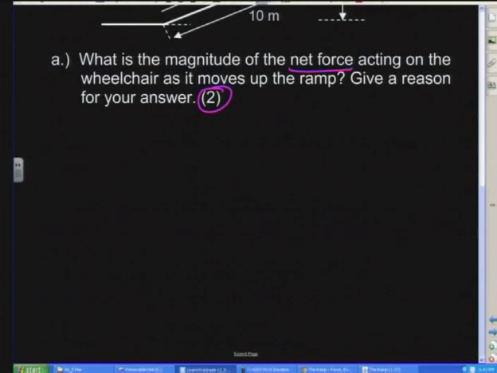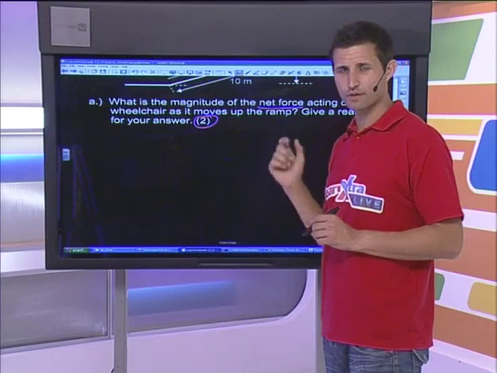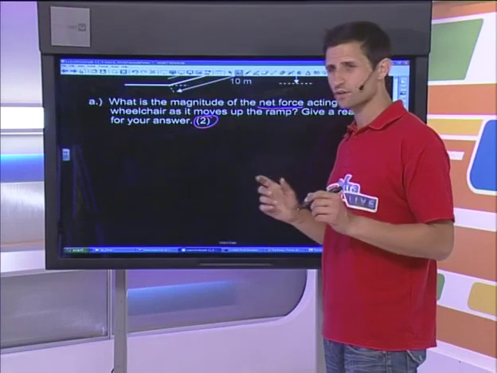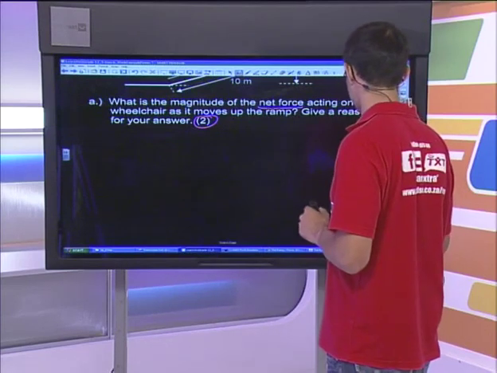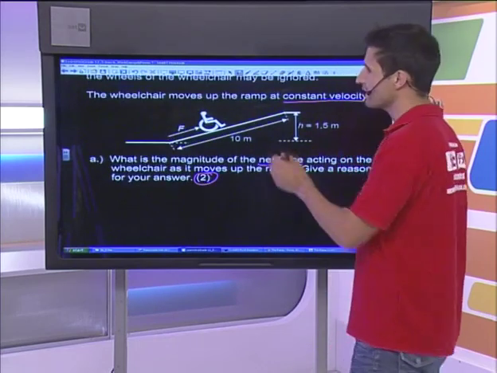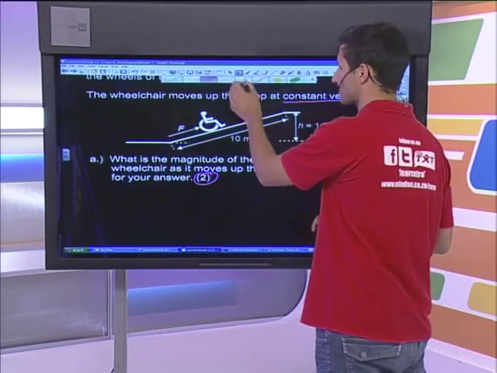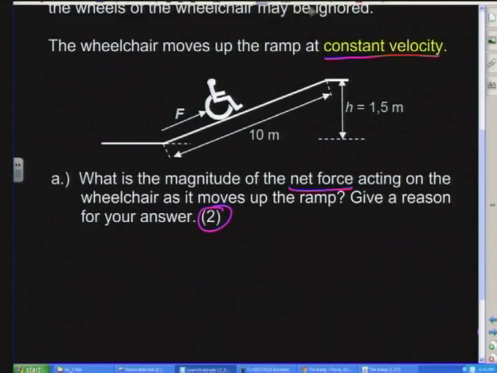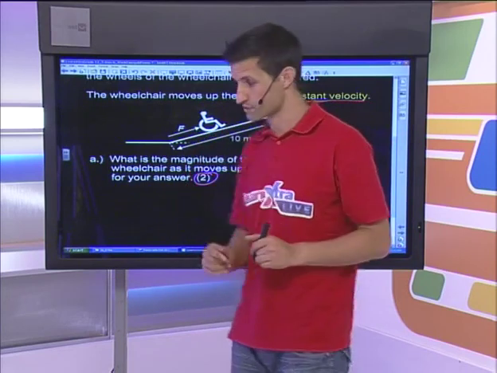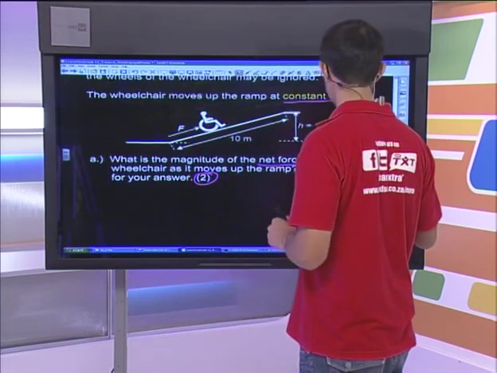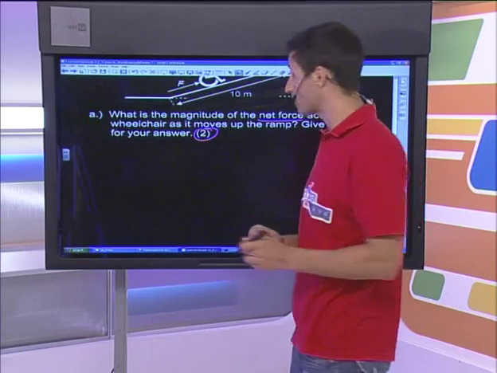We've got the magnitude of the net force acting. Oh, wait a minute. I know for this guy moving up this hill, I know that he's moving at a constant velocity. They've actually given me a very big hint. That constant velocity means that there is no acceleration. If there's no acceleration, there's no net force. Okay, guys, here we go. So there's your explanation and there's your answer.